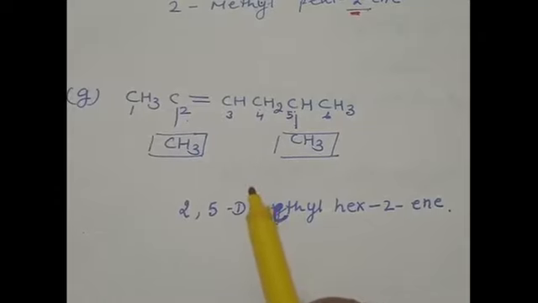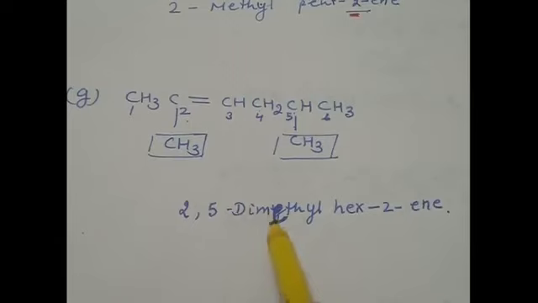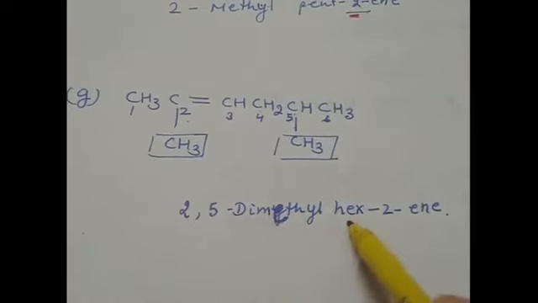So how are we gonna name this compound? First we have to mention the position of the prefix. So at 2, 5, both the positions of the methyl group, and then dimethyl. Then we have 6 carbons, so hex-2-ene. So this is it. Now let us move on to the second question.